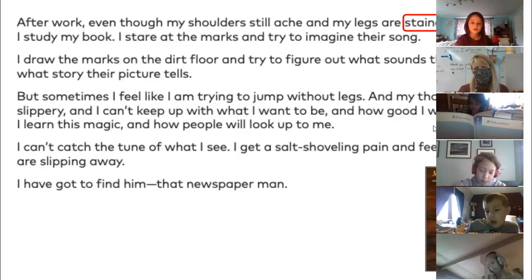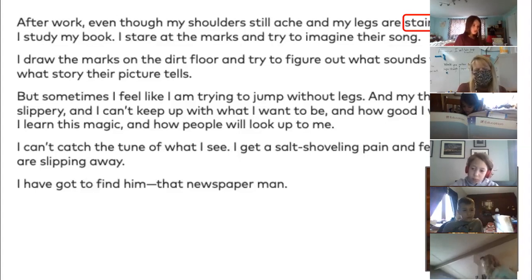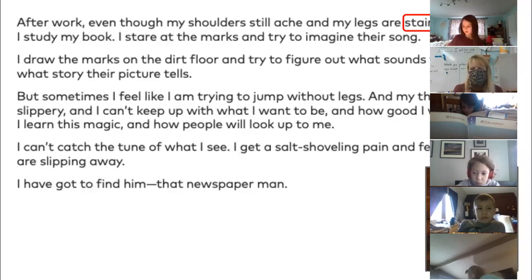Okay, let's look at this next sentence. I can't catch the tune of what I see. Does anybody remember? That word tune, what does that make us think of, Haley? What is tune? Music, doesn't it? When we hear a tune, I can't catch the tune. Is he actually trying to catch something? No. Is he physically trying to grab something? No. So do we have some more figurative language here? Yeah, catch the tune. What might that mean, Sernay? Catch the tune.